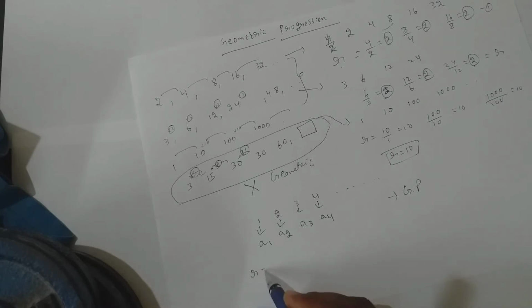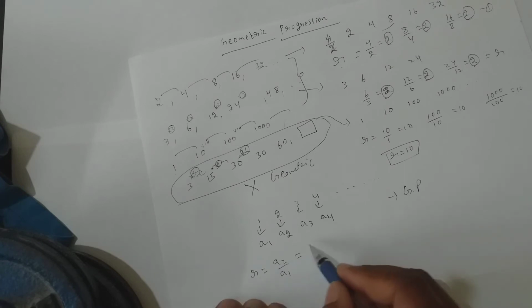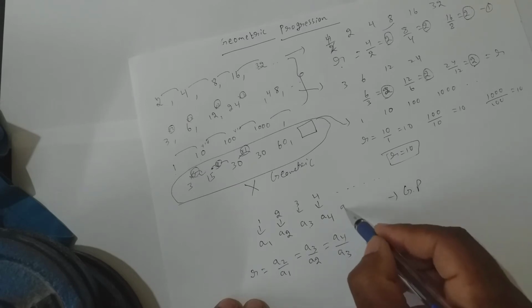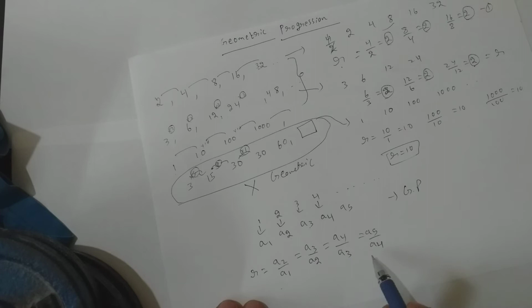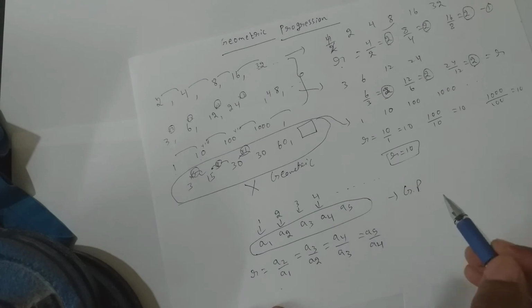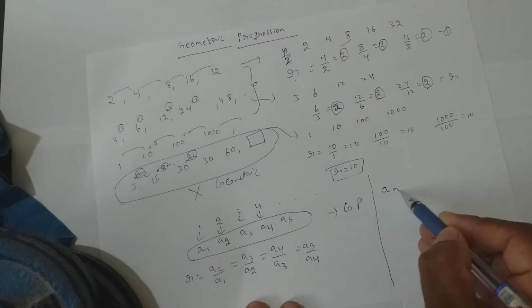How do I find the value for R? It's always dividing the second from its previous one. So it is A2 by A1 should be equal to A3 by A2, should be equal to A4 by A3, should be equal to A5 by A4. If this ratio is same, only such a sequence is said to be in geometric sequence or geometric progression. If the ratio is not same, it's not said to be in GP. Am I clear with this? Now next, again in nth position there will be the term an.